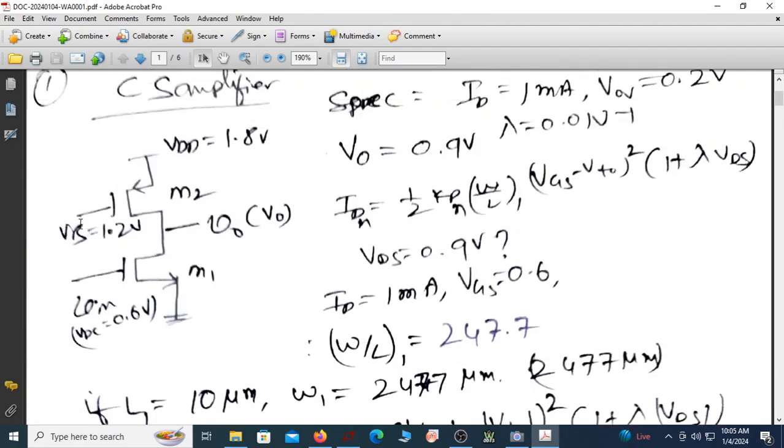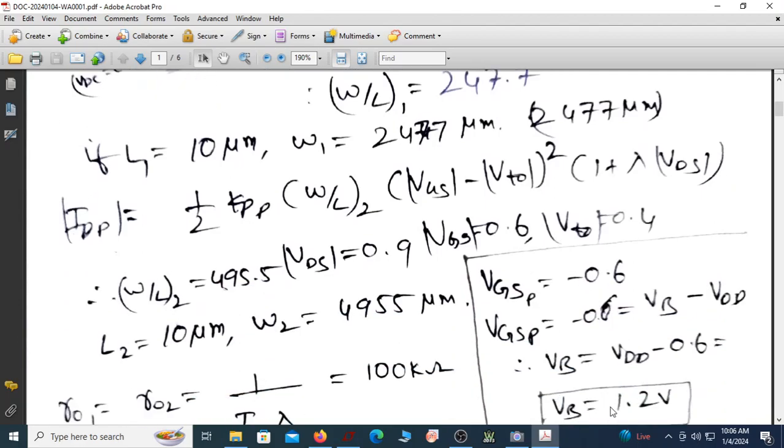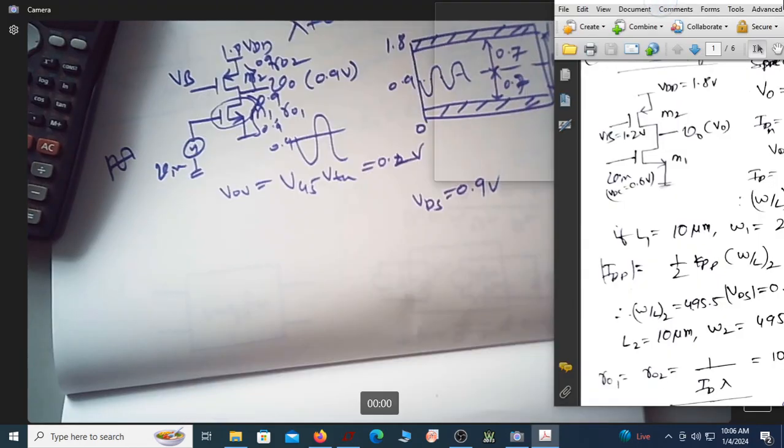Meaning, if I connect 1.2 volt at the gate, and the source is at 1.8, then VGS will be minus 0.6. That is what I am looking for in a PMOS transistor. Please look at this carefully. Why should VB be 1.2 volt? So that the difference between gate and source is minus 0.6, because 1.2 minus 1.8 is minus 0.6. With these specifications, let us do the simulation.